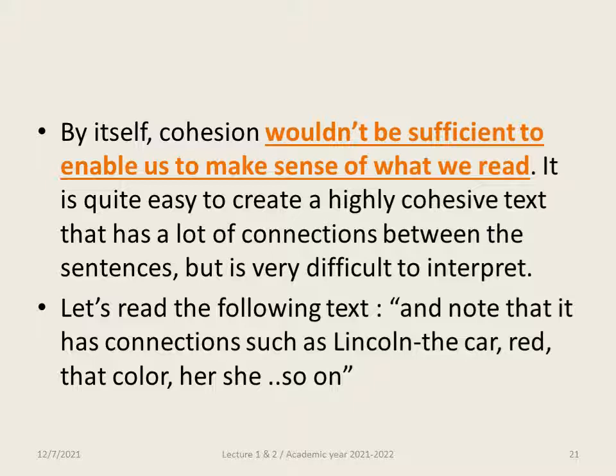It is quite easy to create a highly cohesive text that has a lot of connections between the sentences, but is very difficult to interpret. We will see some examples of how a text can be cohesive, but incoherent. That means it could be meaningless. Let's read the following text and note that it has connections such as Lincoln, the car, red, the color, her and she, and so on, but it doesn't make sense.